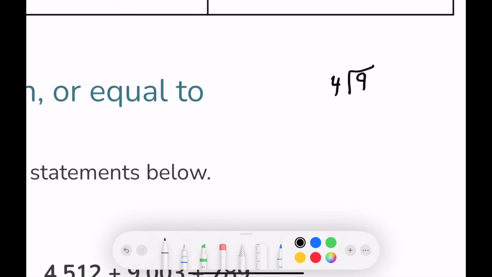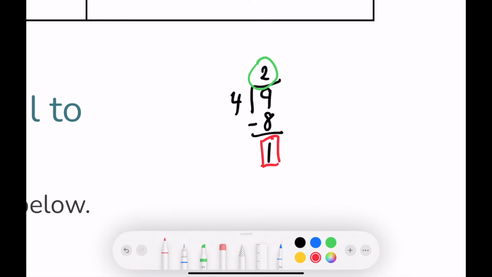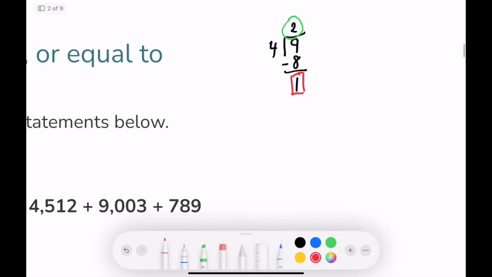So, how many times does 4 go into 9? That's 2, 8, 1 remaining. You still with me? Good. I'm going to circle this 2 because this is part of our answer. All right, but I also know that we have this 1 remainder. We have to do something with that, so watch this.